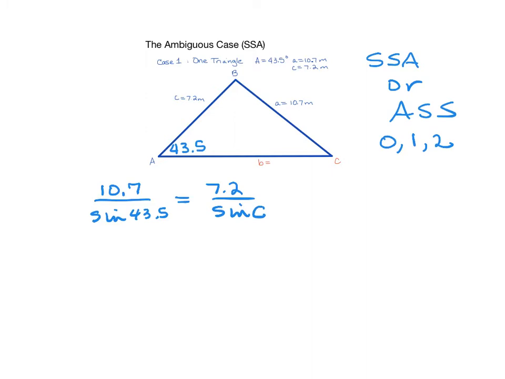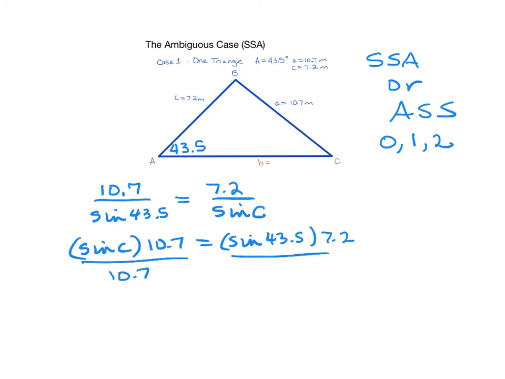Again, I'm going to cross multiply and divide. Sine of C times 10.7 is equal to sine of 43.5 times 7.2. Divide both sides by 10.7. And sine of C is equal to, I'll multiply sine 43.5 times 7.2, divide by 10.7, and I get 0.463. Now, at first glance, you're going to say, okay, sine has to be a number between -1 and +1. So this is going to work.